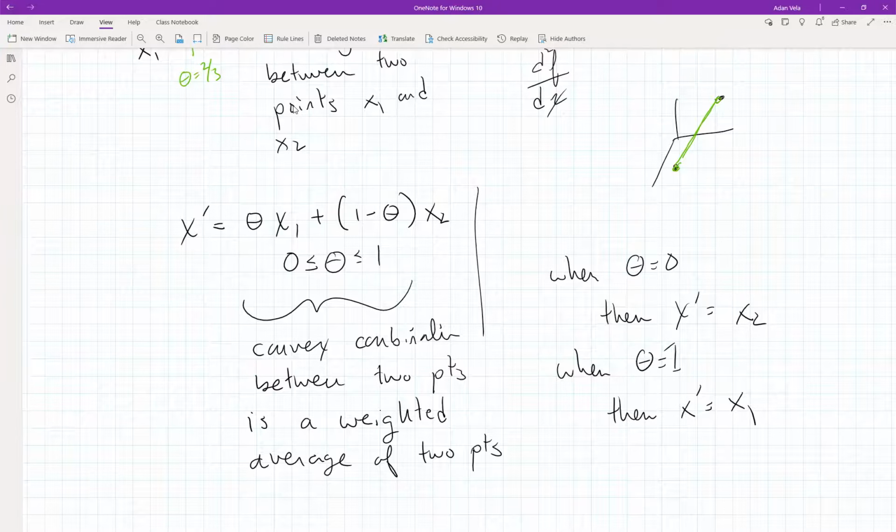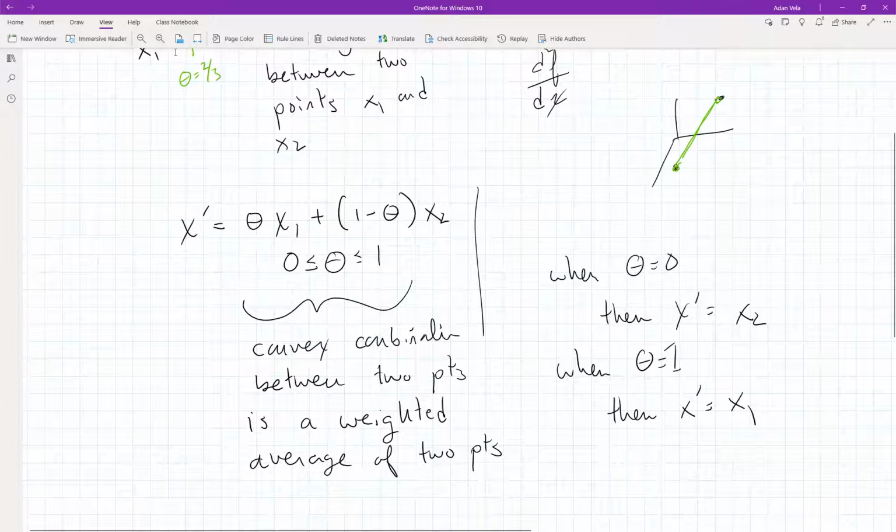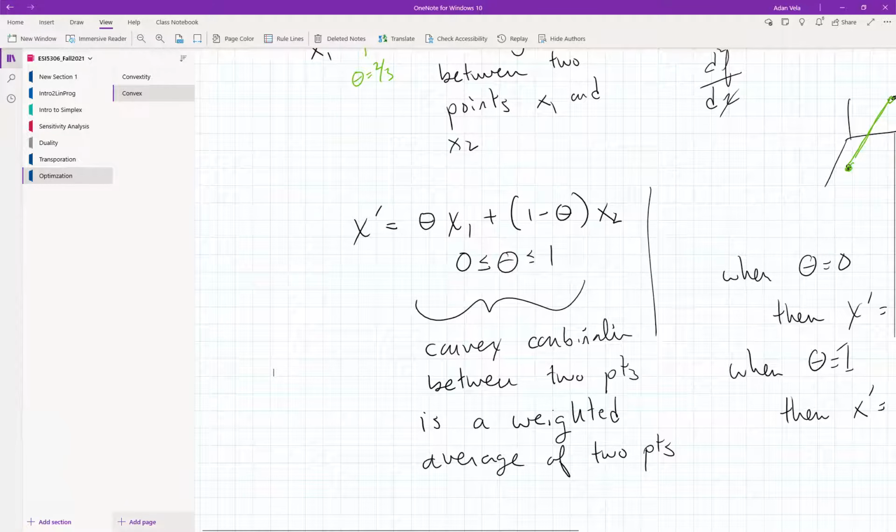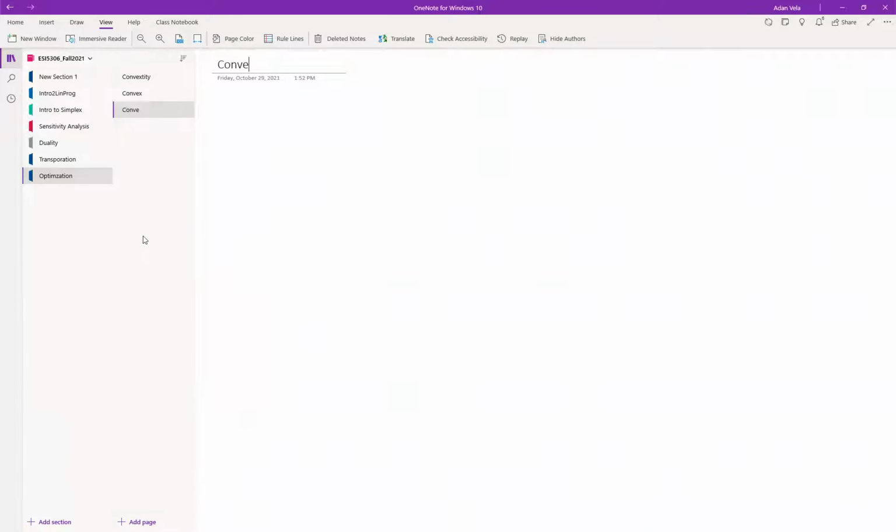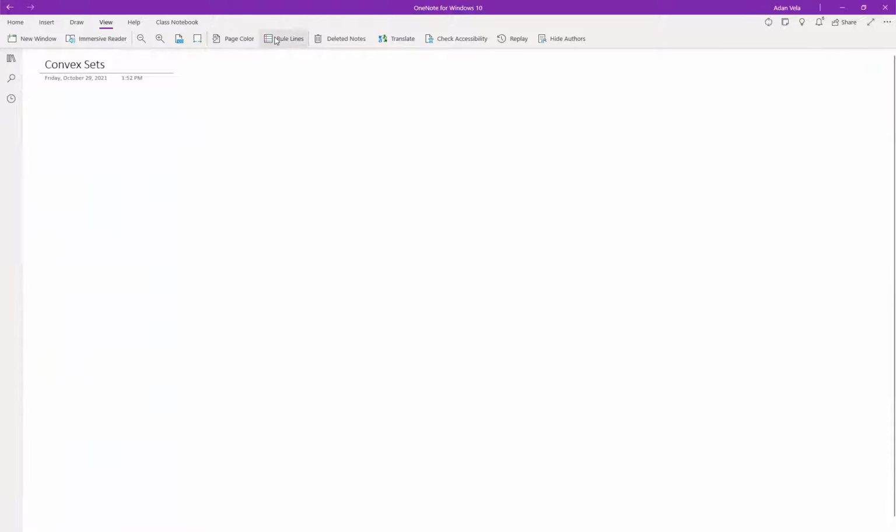All right, so we have this idea of a convex combination between 2 points. And we're going to use this convex combination in order to identify what is a convex set and what is a convex function. First, let's talk about convex sets.